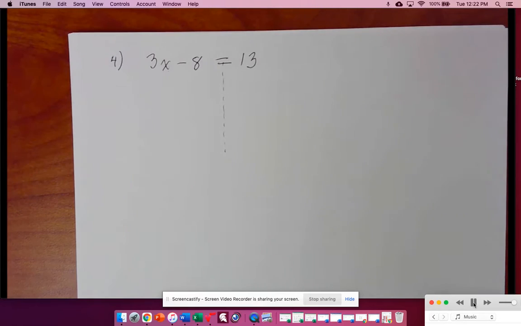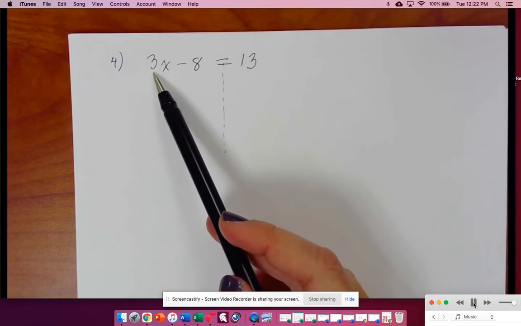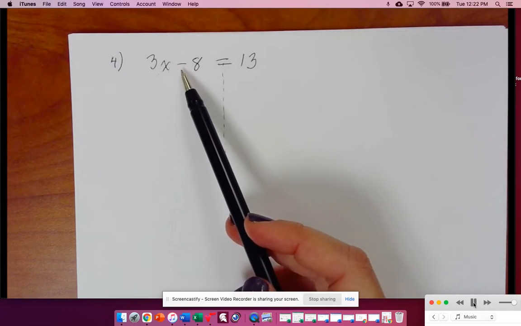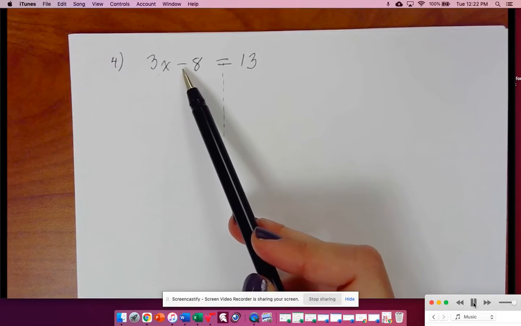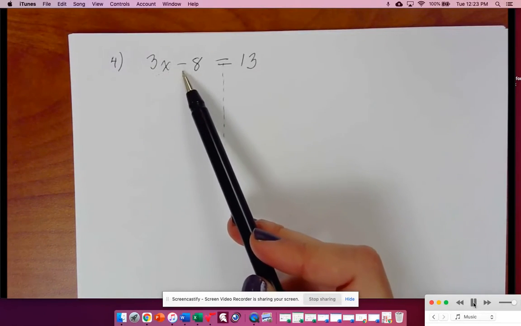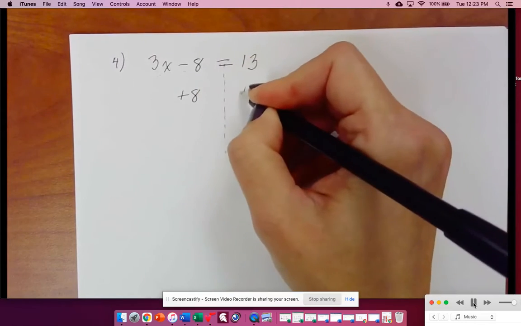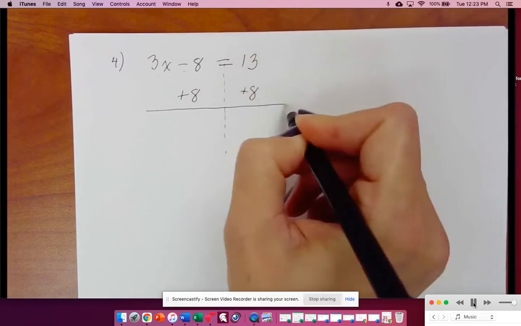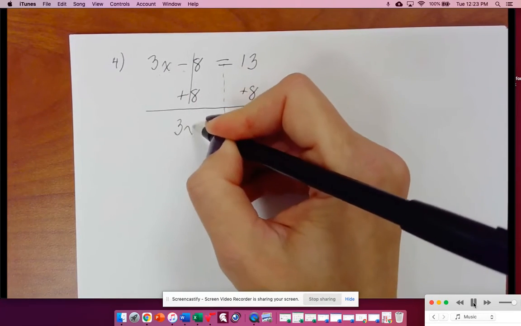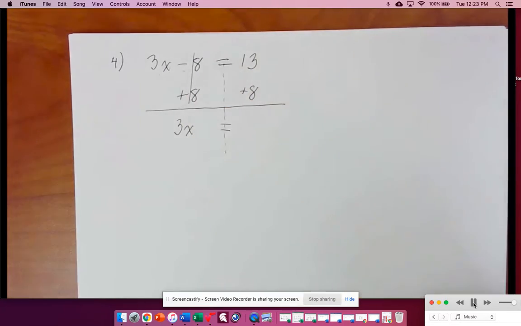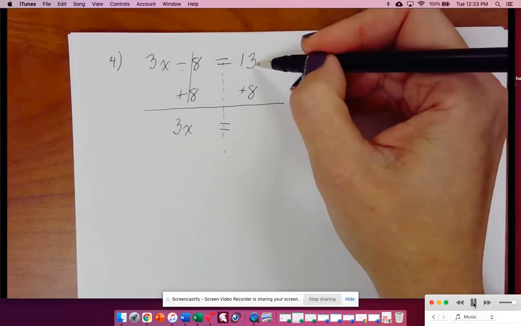So backwards, which thing would you take care of first? The multiplication or the subtraction if you're going SADMEP? You'd actually take care of this first, the -8. So what's the opposite of -8? +8. So that's how we're going to start. So we get rid of that. We're left with 3x. So you have to bring everything down that you didn't get to cross off. Do this math. 13 plus 8 is 21.